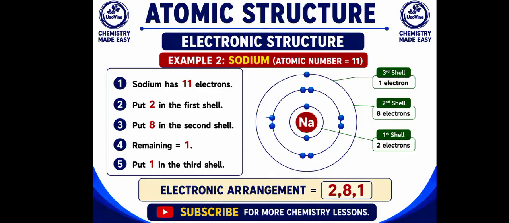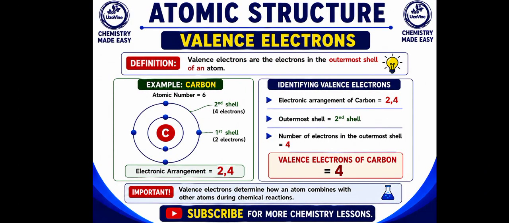Now before we call it a day, let's look at valence electrons. We cannot just go without talking about valence electrons. Valence electrons are the electrons in the outermost shell of an atom. The electrons in the outermost shell of an atom. As simple as it stands, that is what it is.